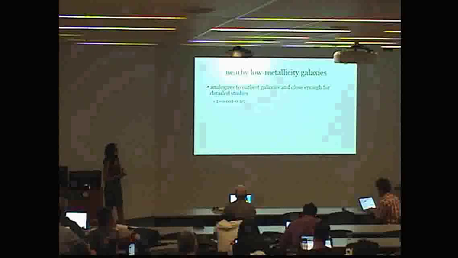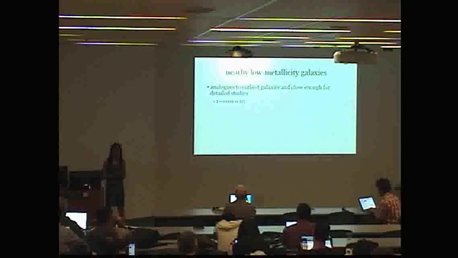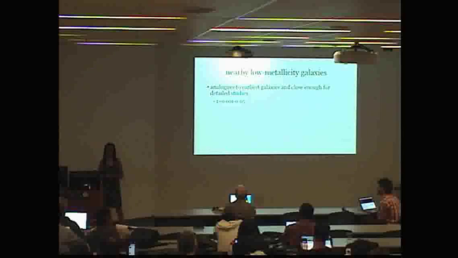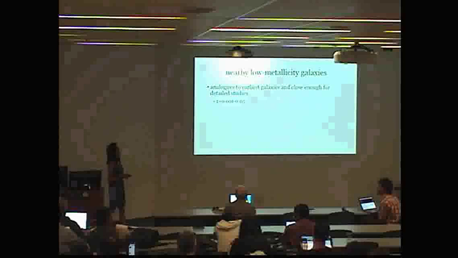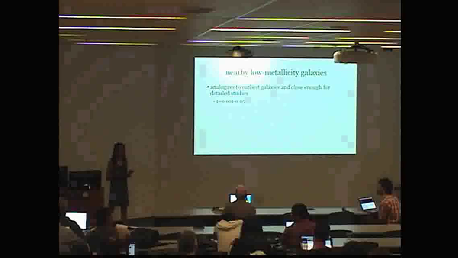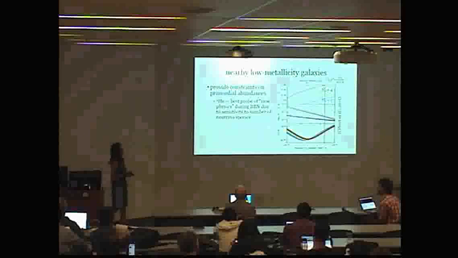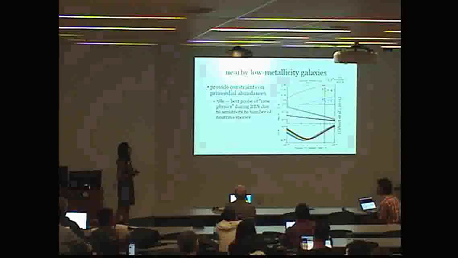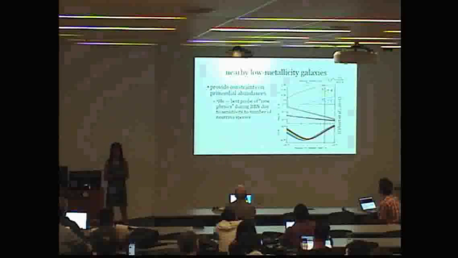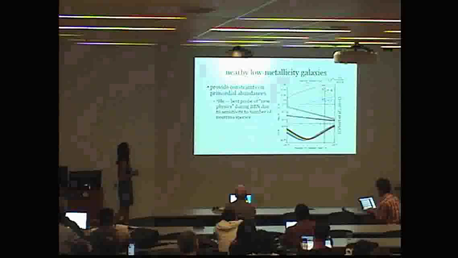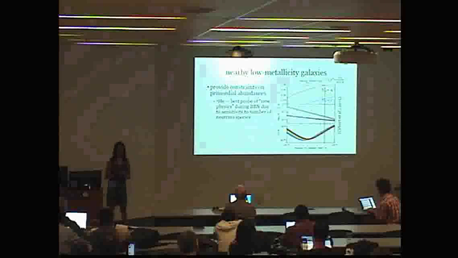So BCDs are our closest analogs to the earliest galaxies in the universe, and this is because of their low metallicity and active star formation. And because they're nearby, they're close enough for detailed studies. And when I say nearby, I mean redshifts of 0.001 to 0.05. And what I'm particularly interested in is using the near pristine gas in these systems to better study and constrain primordial abundances as created during BBN.